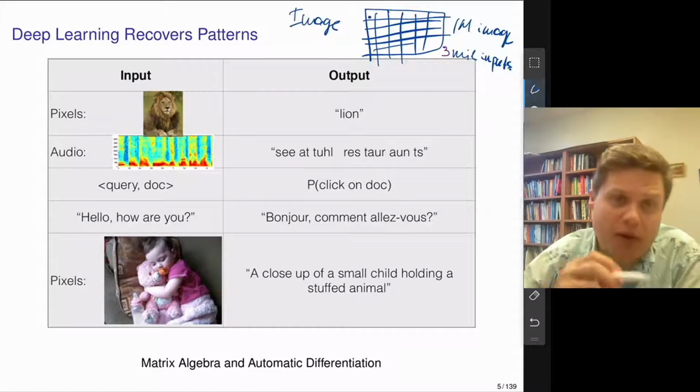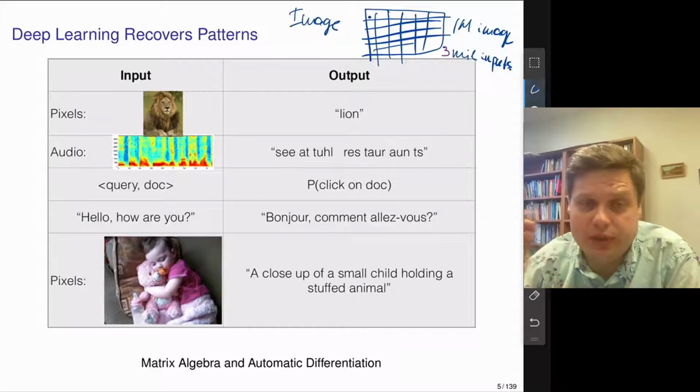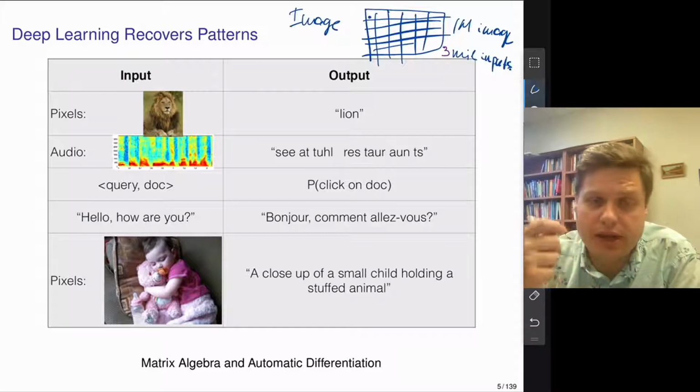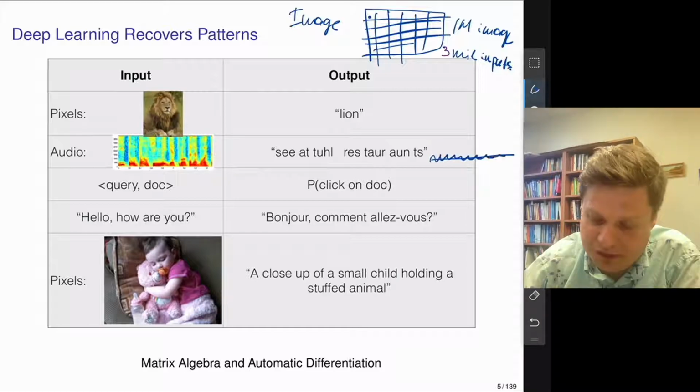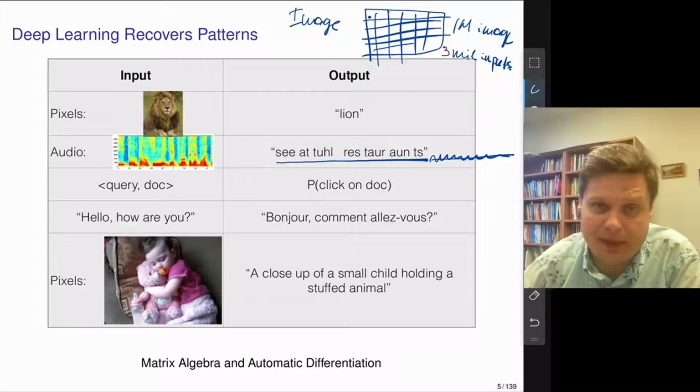Now, audio is the same thing. It's just a sequence of sounds. Each sound is characterized by the frequency, and you have to take the sequence of the frequencies and convert them into text.